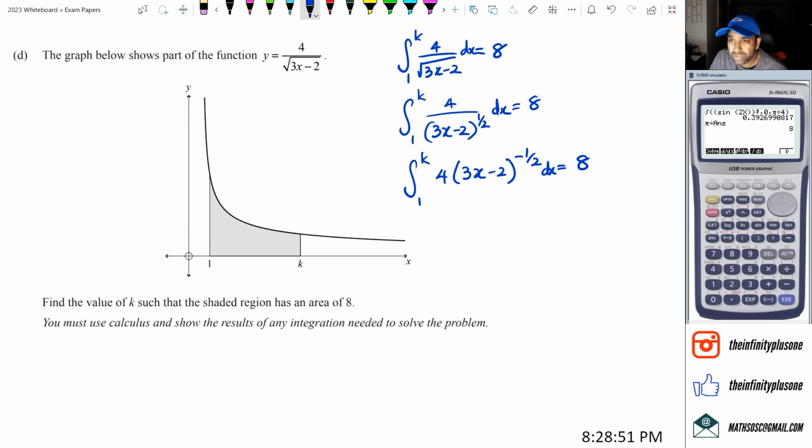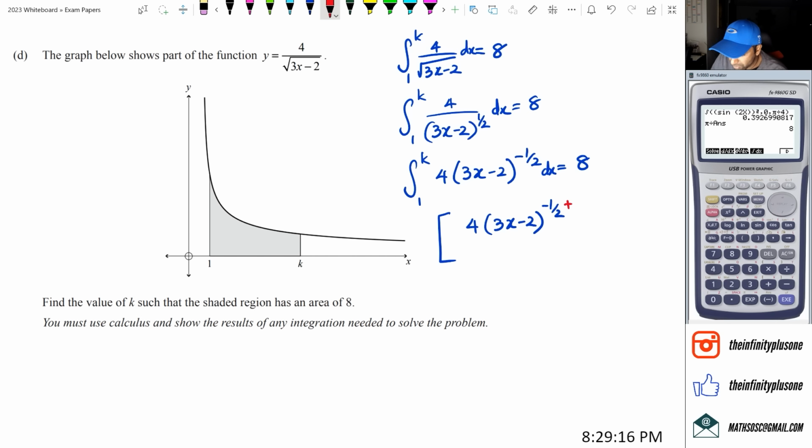Okay, so now that we've actually brought it to the numerator, we can start integrating this. With this one, we've just got to be kind of careful because there's a lot happening here. I'm going to slowly start doing this. So we've got 4(3x - 2) to the negative half. We have to add 1 to the power, so that's going to be plus 1.